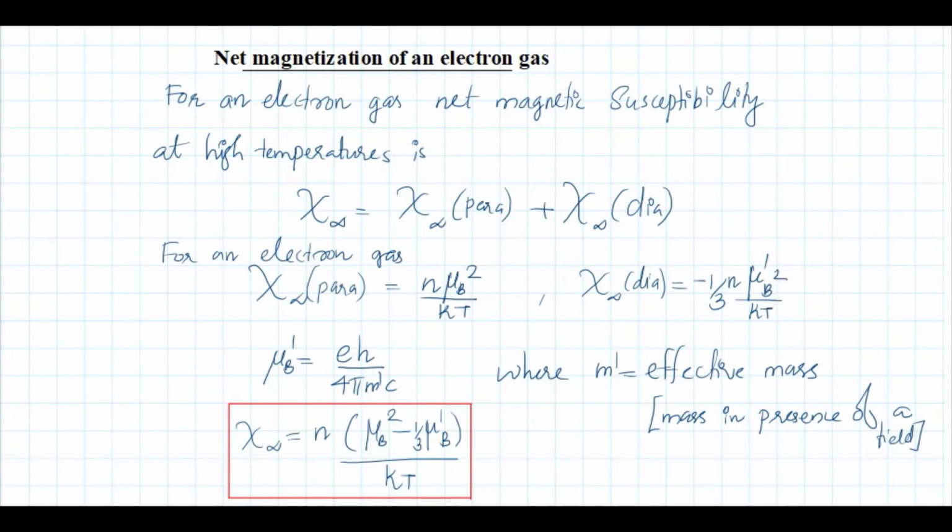This paramagnetism actually arises from the intrinsic magnetic moment, so there is no need to change that. So the net magnetic moment is given by n into mu_B squared minus 1 by 3 mu_B prime squared, divided by kT. This is the net magnetic moment of the electron gas. Okay.